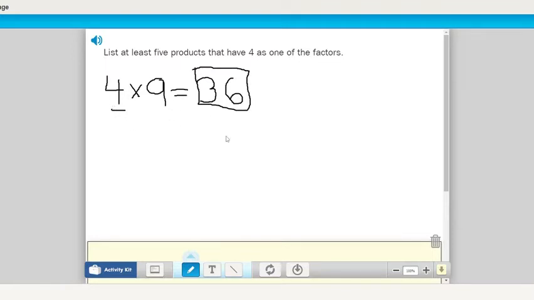See if you can come up with 4 more. One product so far, 36. 36 has a factor of 4 because 4 times 9, these are the 2 factors that equal 36. What is another product that has 4 as a factor? Maybe you do 4 times 5. So that product would be 20. So I would say 20 has a product that has a factor of 4.